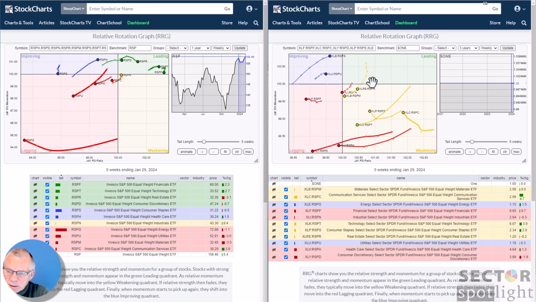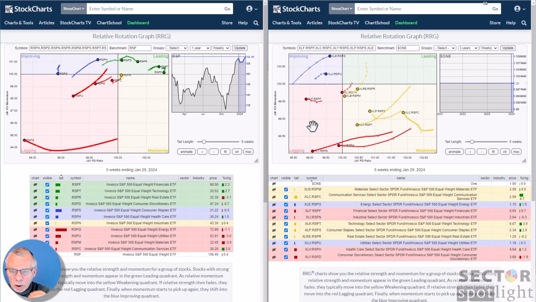If you look at the others, then inside the weakening quadrant, we've got staples and communication services. They are curling back up. So this is an argument for communication services to stick with the larger stocks. They seem to be driving that sector much better than the equal weight version. The same for consumer staples. For consumer staples, we're better off looking at the cap weighted version, which means that we're better off looking at the large cap stocks, which have a big impact on that sector.